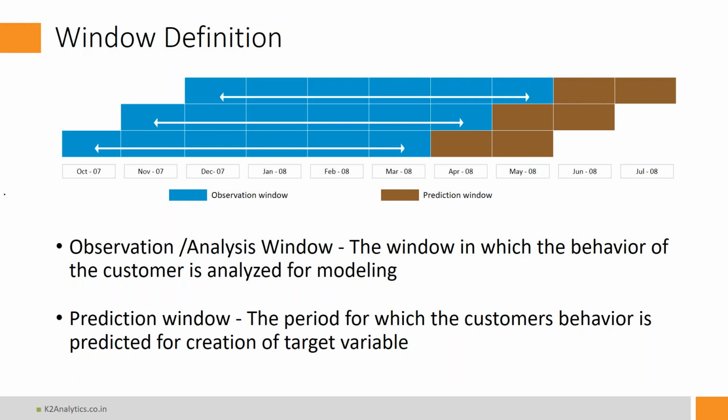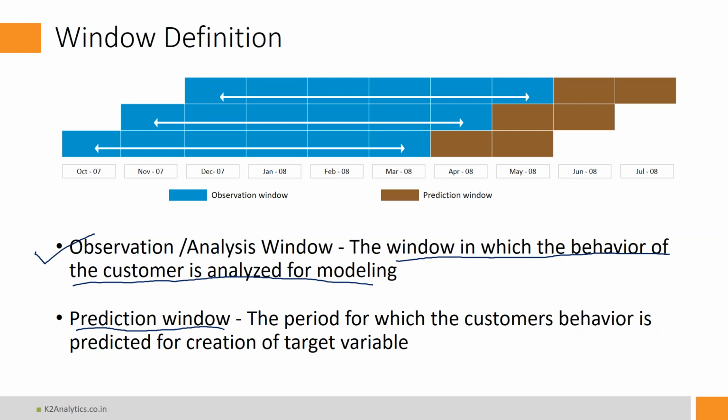Okay, so here we have the definition of observation window and prediction window. The observation window is the window in which the behavior of the customer is analyzed, which means this is the time period from where I'm going to create the behavioral attributes. And the prediction window is basically the period for which the customer's behavior is predicted.